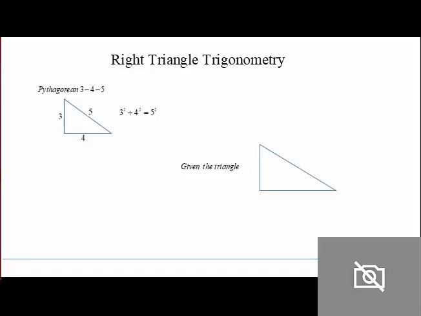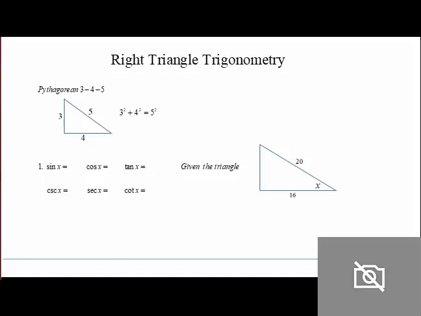Say that you are given a right triangle with measures 16, 20, and the angle x. We call it a reference angle. We need to find all 6 trig values: sine, cosine, tangent, and the reciprocals cosecant, secant, and cotangent.